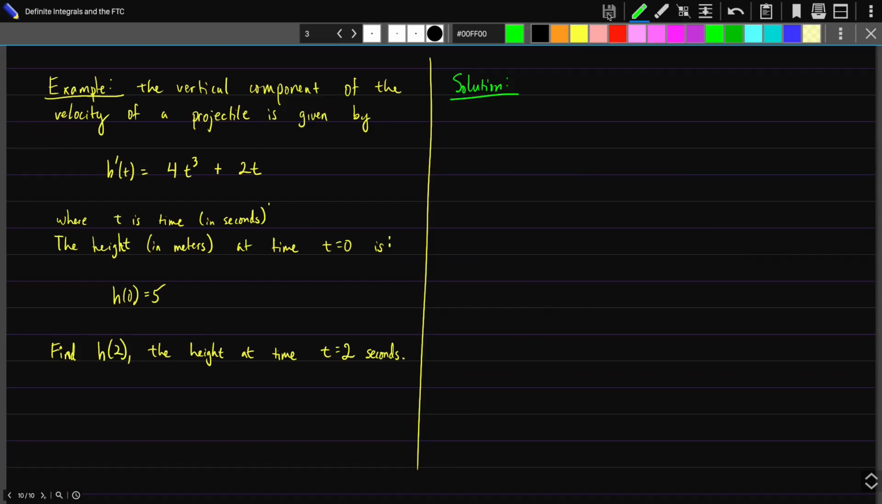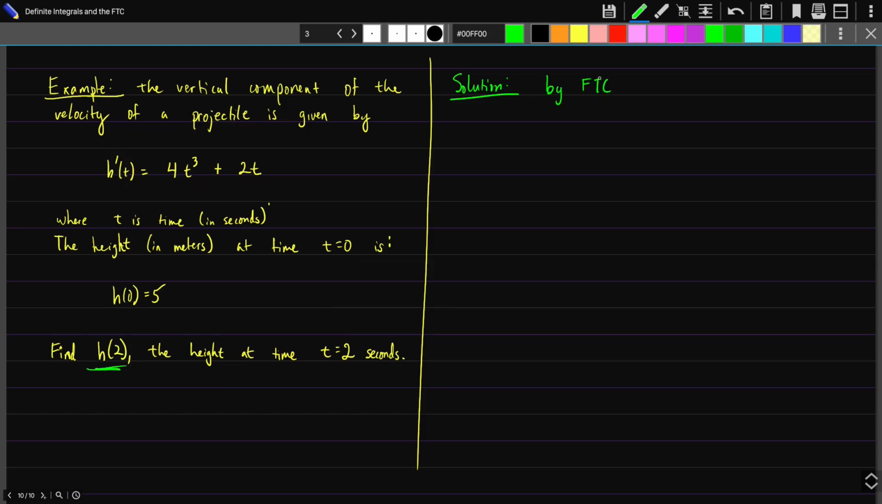So this example tells us that the vertical component of the velocity of a projectile is given by h prime of t equals 4t cubed plus 2t. And t is time in seconds, and we're given also that the height in meters at time t equals 0 is h of 0 equals 5. And the problem asks us to find h of 2, i.e. the height at time t equals 2 seconds.